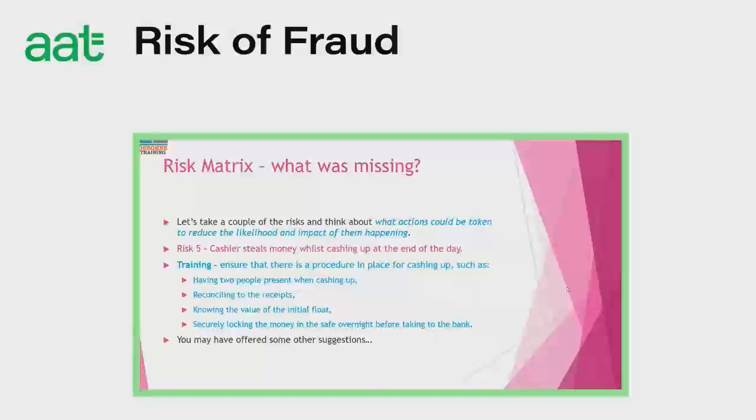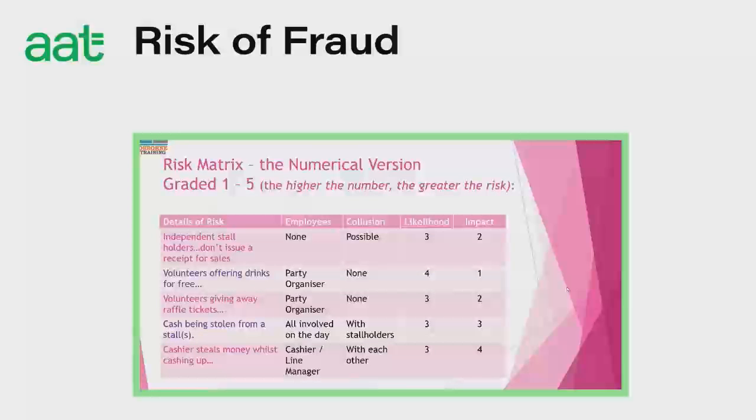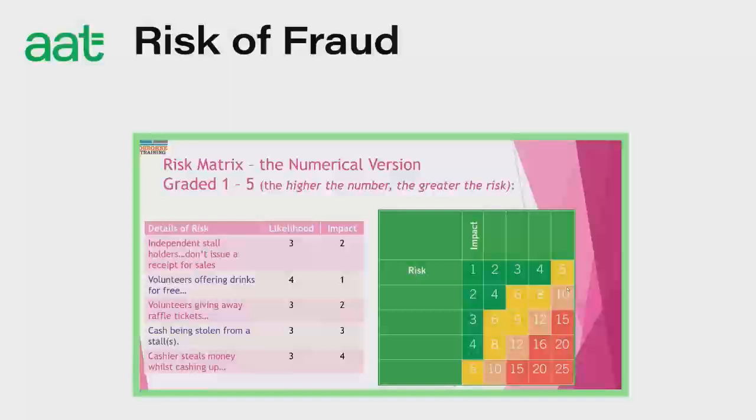If you've been watching back on the recording, you may have thought of some other suggestions. And then just for information, I've got the numerical version of our risk matrix there with the 1 to 5 gradings. As a reminder, the higher the number, the greater the risk. And then linked to that, our reduced risk matrix there with just the likelihood and the impact.